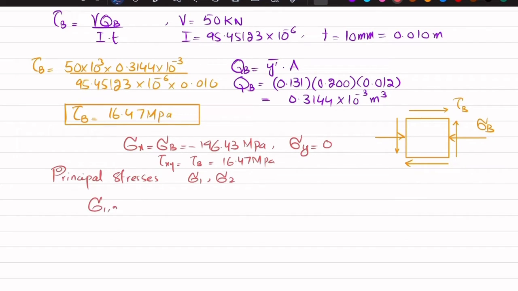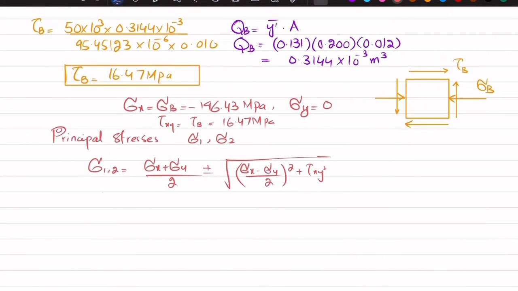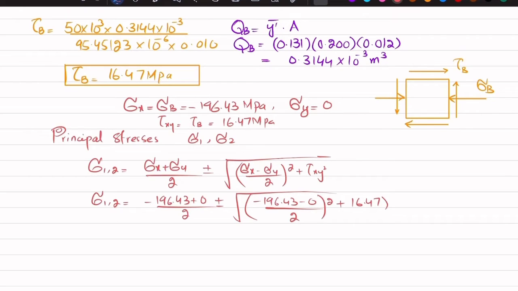We know that sigma 1, 2 is equal to (sigma x plus sigma y) divided by 2, plus minus under the root, ((sigma x minus sigma y) divided by 2) whole square plus tau of xy whole square. Now just put in the values: sigma 1, 2 is equal to (minus 196.43 plus 0) divided by 2, plus minus under the root, ((minus 196.43 minus 0) divided by 2) whole square plus 16.47 whole square.